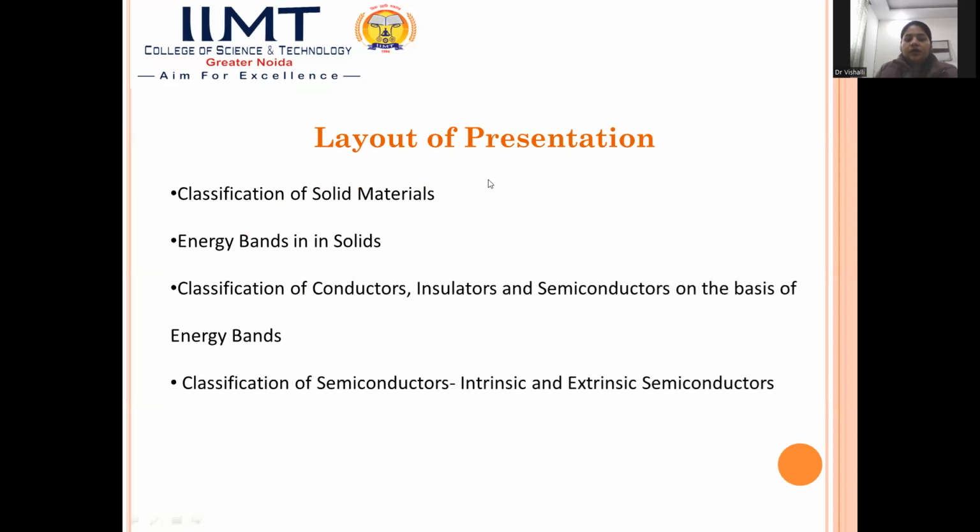First of all, the contents or brief layout of this presentation. In this session, we will be discussing the classification of solid materials, energy bands in the solid, classification of the conductors, insulators, and semiconductors on the basis of the energy bands, and lastly, the classification of the semiconductor, that is intrinsic and extrinsic semiconductors.